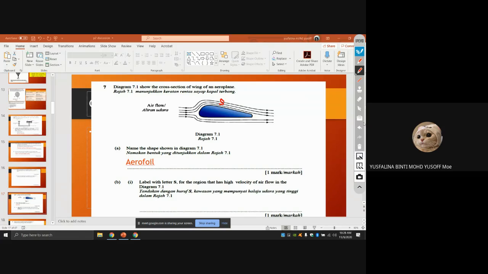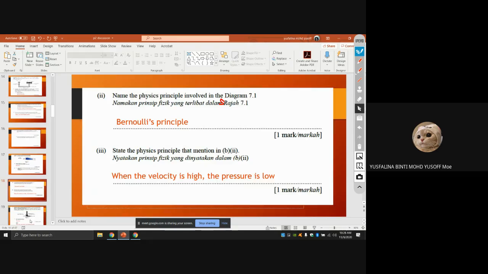Next slide. Name the physics principle involved in diagram 7.1. Of course Bernoulli. So state the principle: when the velocity is high, the pressure is low, or you can say when the velocity is low, the pressure is high.